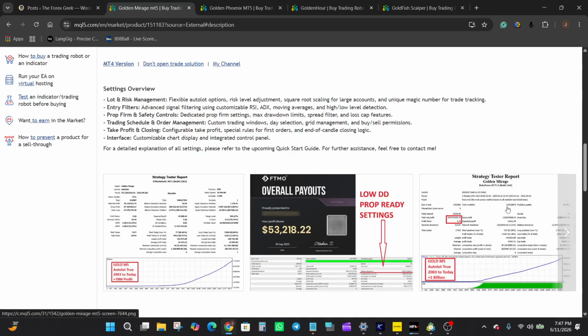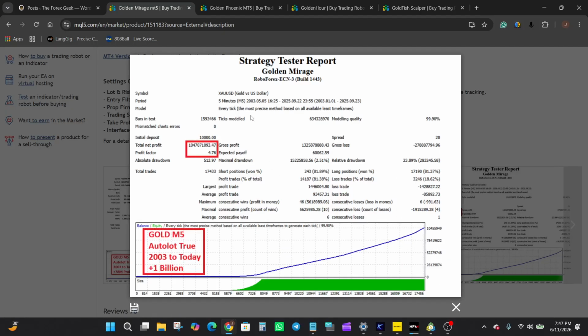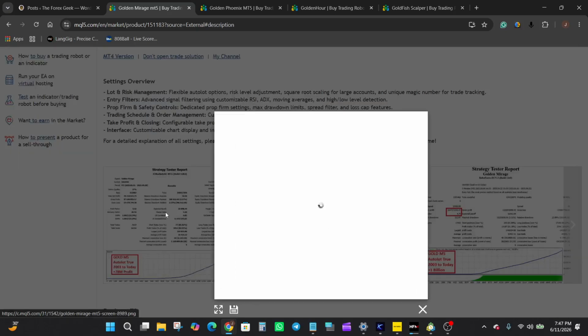Okay, so let's also look at this. This is 2003 to today. Auto lot through, and this is giving us a profit of over 1 billion. This is the every tick model.